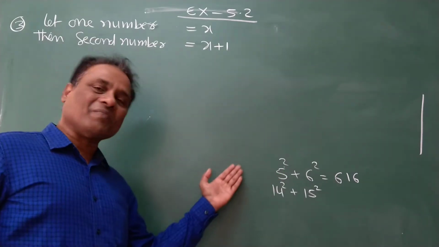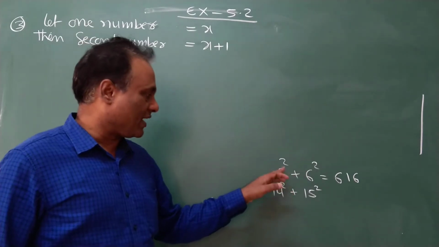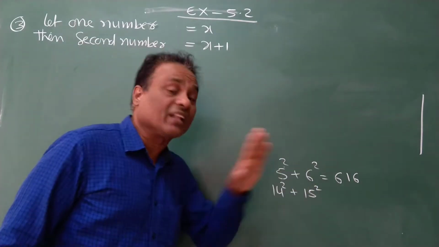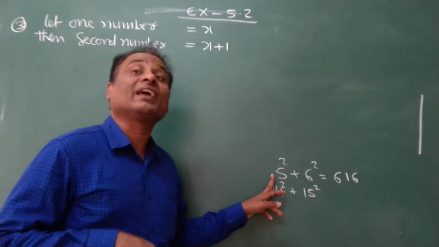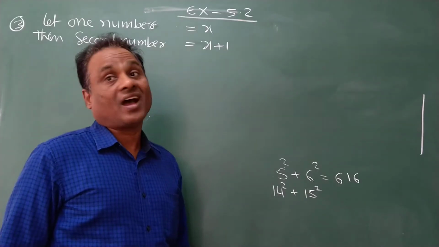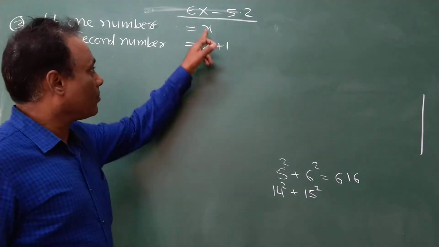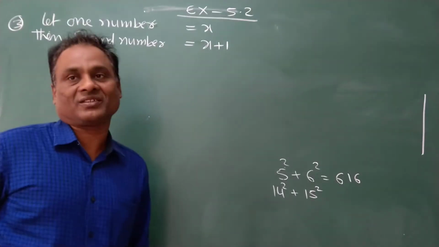Or you may take 5 minus 1, that is 4, also. Suppose the second number is 5, the first number will be 4. Anyway you can take, so the difference is 1. If one number is x, the second number is x plus 1. How I took the numbers, you understand. One number is x, the next number will be 1 more than that, x plus 1.